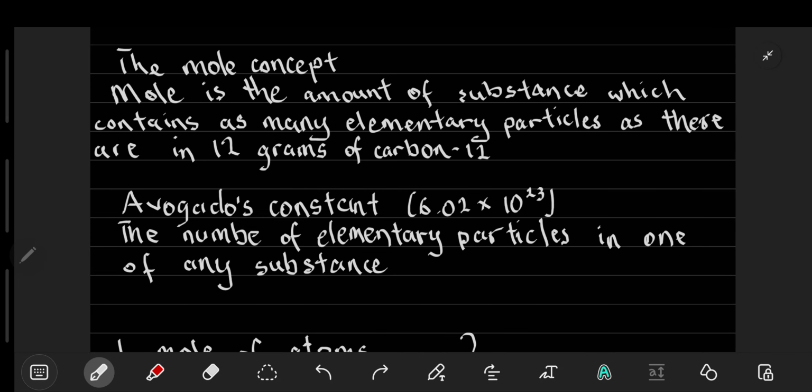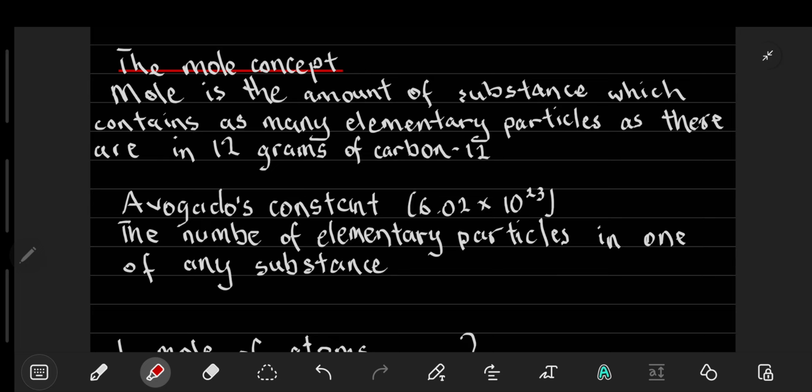Okay, so today we'll be studying the mole concept. What do we mean by the mole concept? We are looking at a scientific number that is used to determine the number of moles we have, or the number of entities we have in a particular amount of a substance.